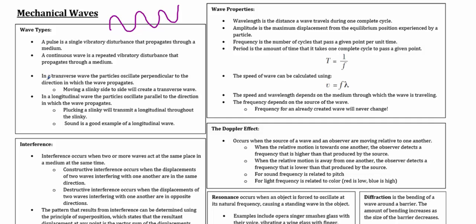Which allows me to bring up a different concept about all waves. I should have led off with this. All waves are simply energy. A wave is energy, and for mechanical waves, it's energy traveling through a medium. So the rope itself isn't the wave, it's the energy traveling through the rope that's the wave.